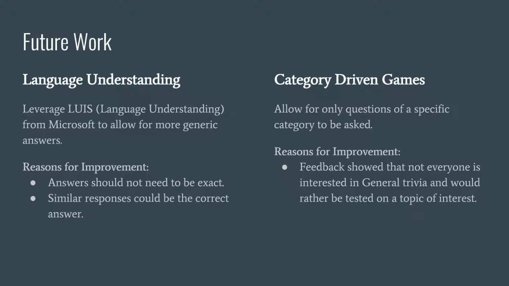And then secondly, which should be a little bit easier, is category-driven games where we can allow questions to be asked from a specific category. This is, again, based on user feedback that showed that not everyone was interested in the general trivia, which includes topics from every single category, but that users might be interested in a more topic-specific trivia model. Like, I want all questions that are about music, or I want all questions that are about technology.